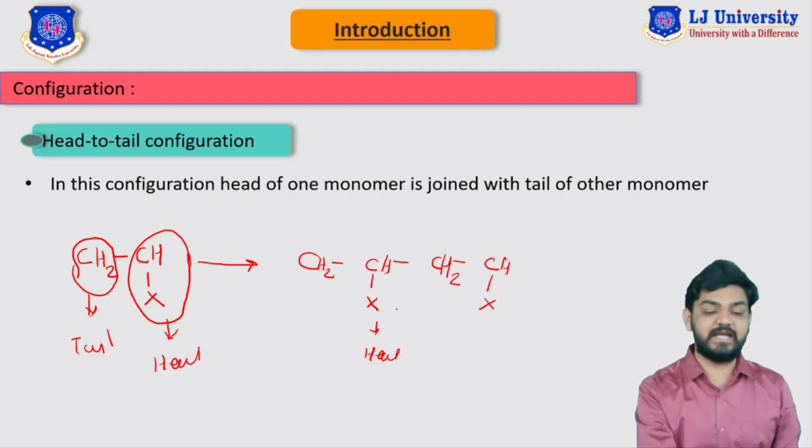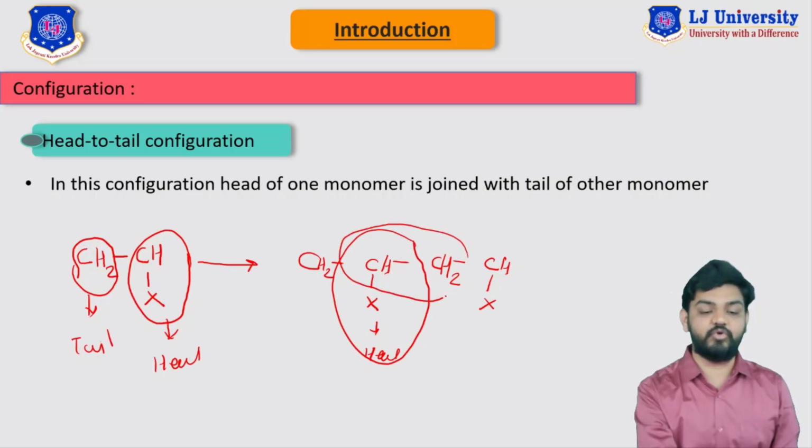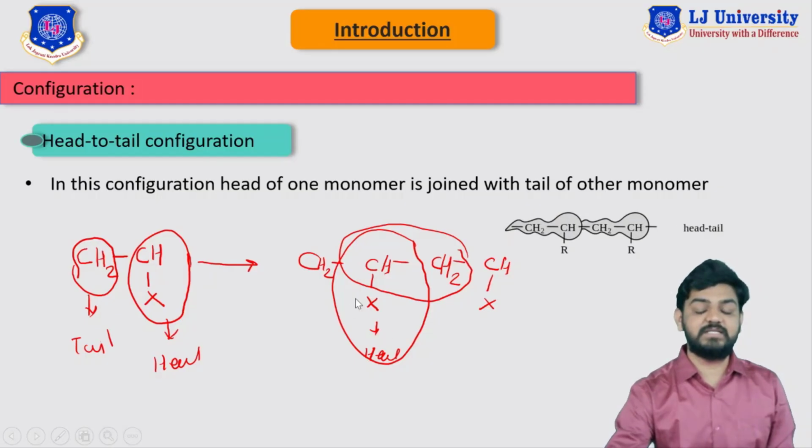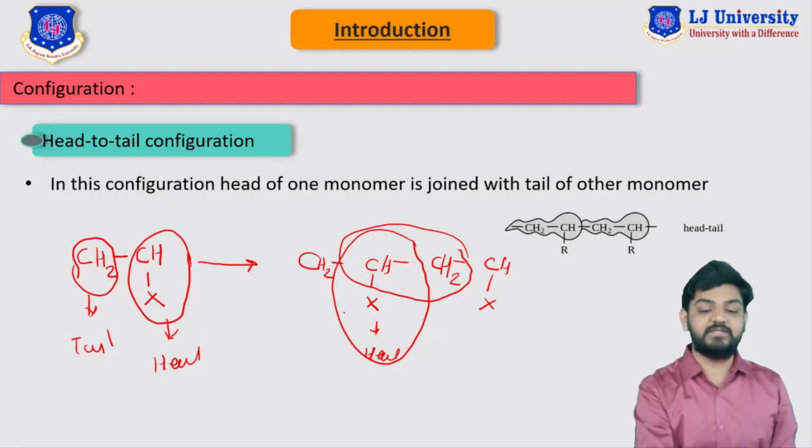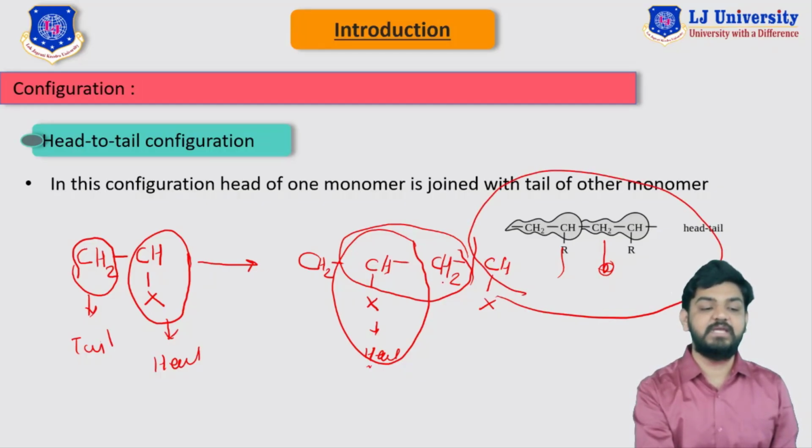So you can see that the head of this particular monomer is being connected with the tail of another monomer. So this can be considered as head to tail configuration. Now to understand this, consider this image in which you can see that the head of this particular monomer is connected with the tail of another monomer. So this entire configuration is referred to as the head to tail configuration.